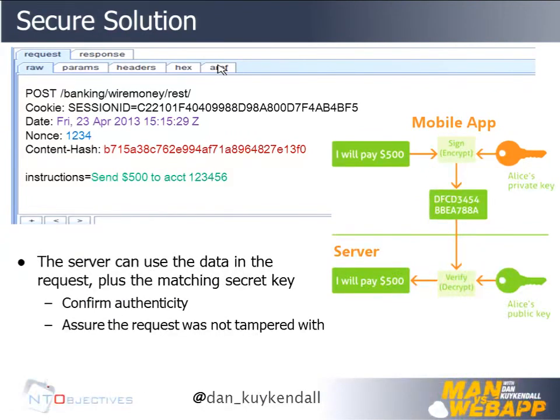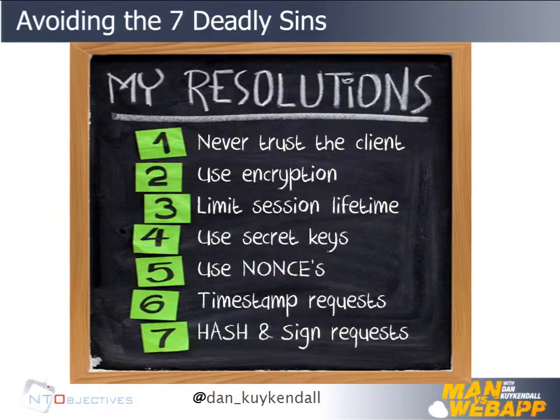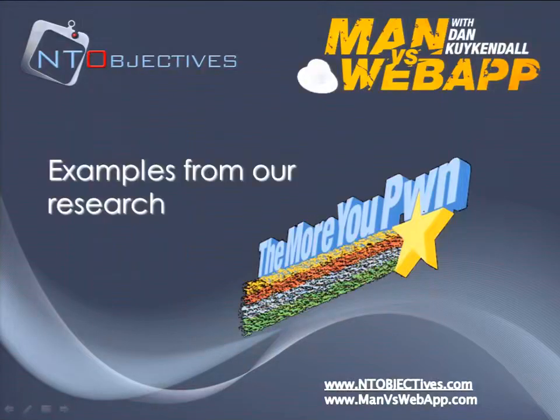So it's all possible, but not very many apps are doing it. Anyway, we want to make sure we never trust that client. We want to make sure that we use encryption, which makes it a lot more difficult for the attacker. We want to limit the session lifetime, even if it annoys the user. Using secret keys, nonces, timestamps, and then hashing all this becomes very, very powerful. So you can do this securely. But let's go back to looking at some of the apps that haven't done this very well.